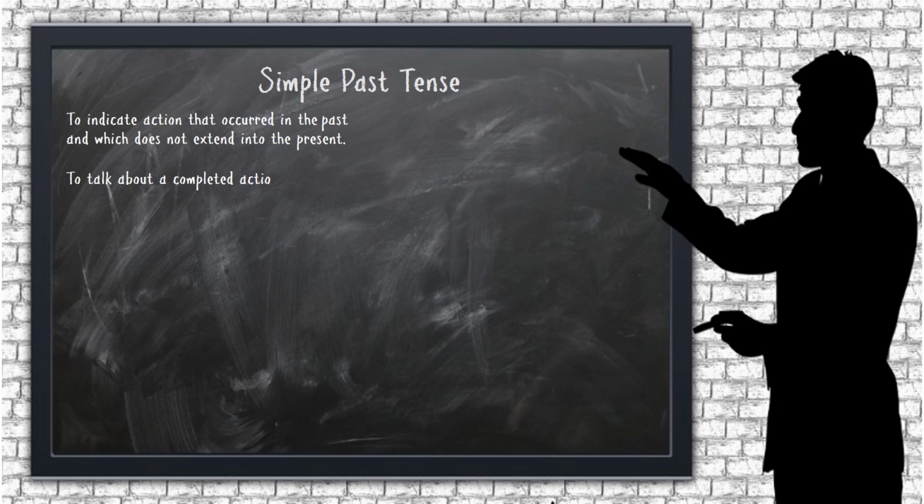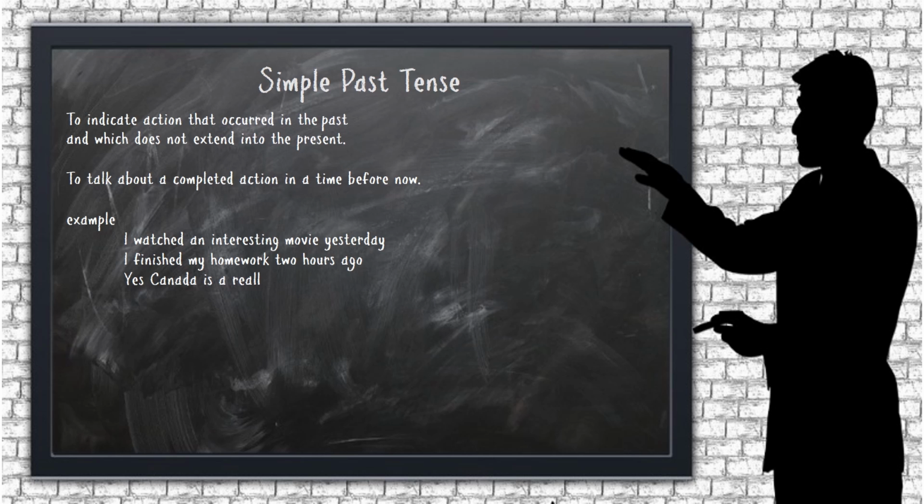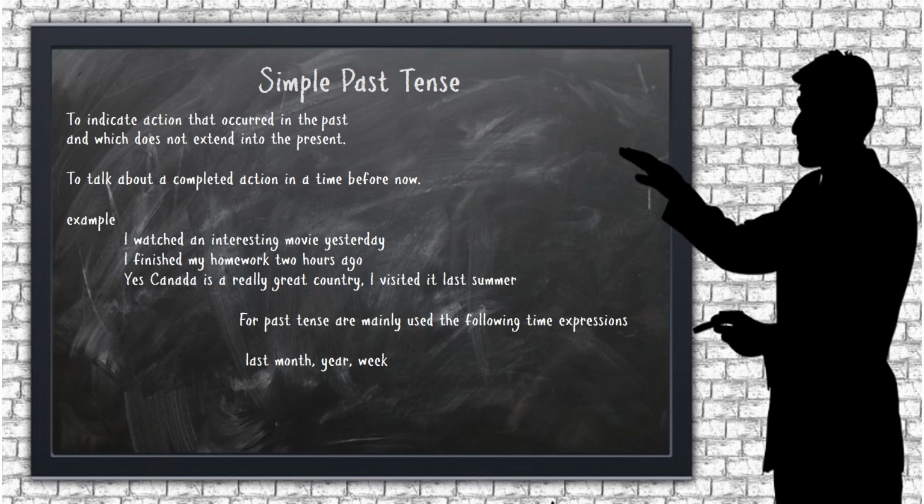Yes, Canada is a really great country. I visited it last summer. I walked home last night. I fixed my bike the day before yesterday. They won the lottery 2 weeks ago. She started preparing for her exams a long time ago. For past tense are mainly used the following time expressions: last month, year, week, night. Hours, days, years, months ago. Yesterday, the day before yesterday.